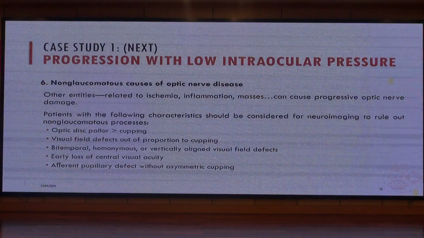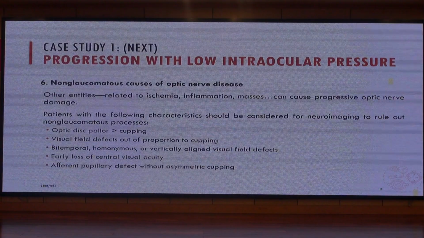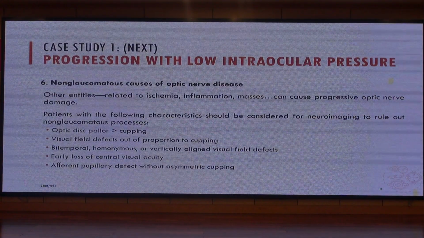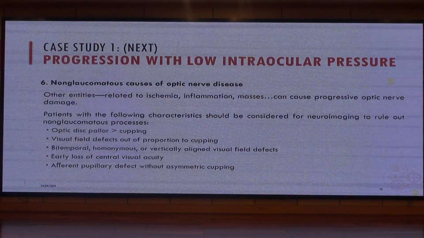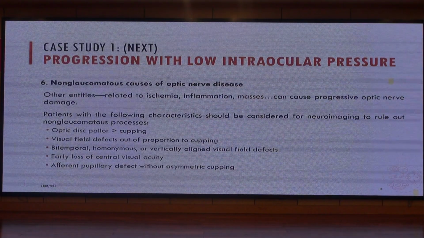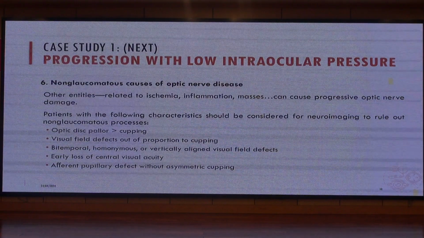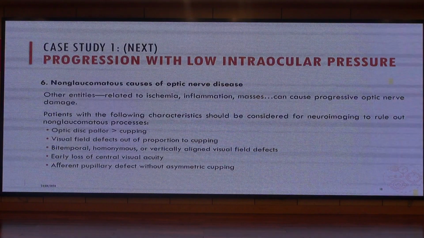And we must not forget non-glaucomatous causes of optic nerve disease. There are many other entities related to ischemia, inflammation, and masses of the optic nerve that can also cause progressive optic nerve damage. Patients with the following characteristics should be considered for neuroimaging to rule out a non-glaucomatous process.